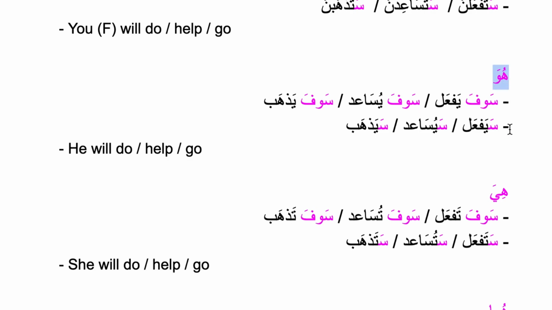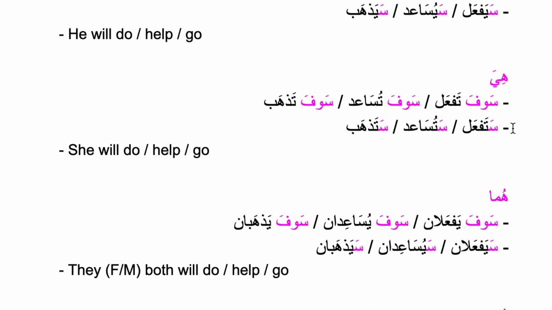Next is هو, and it means he. سوف يفعل, he will do. سوف يساعد, he will help. سوف يذهب, he will go. The second form, سيفعل, he will do. سيساعد, he will help. سيذهب, he will go.